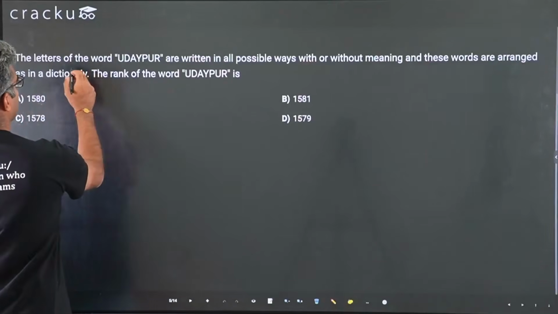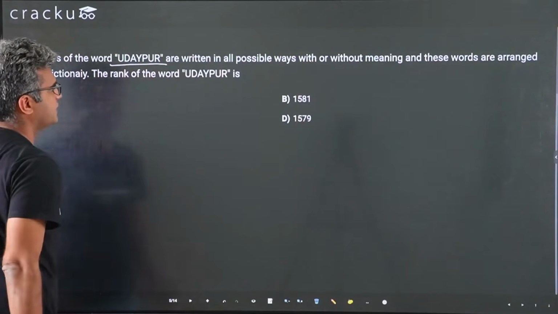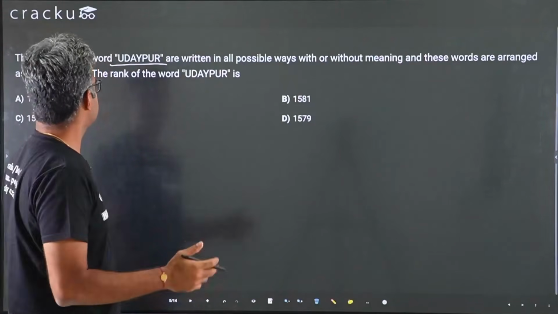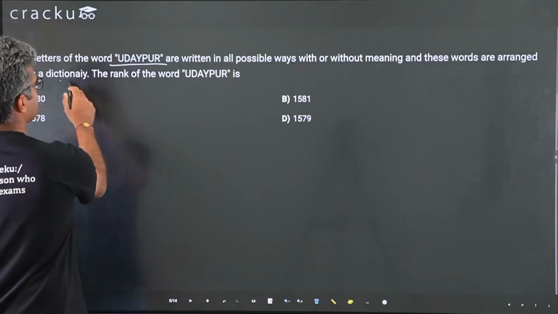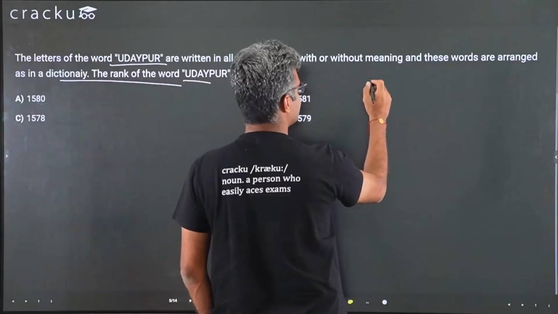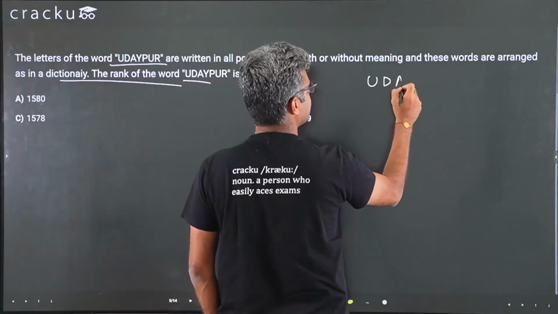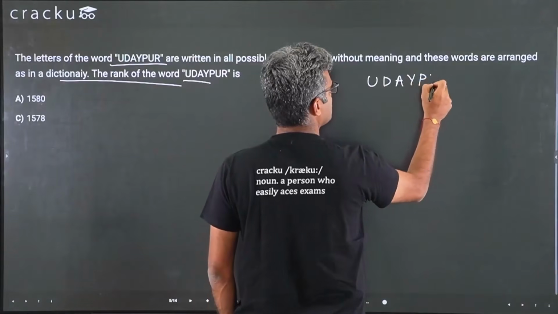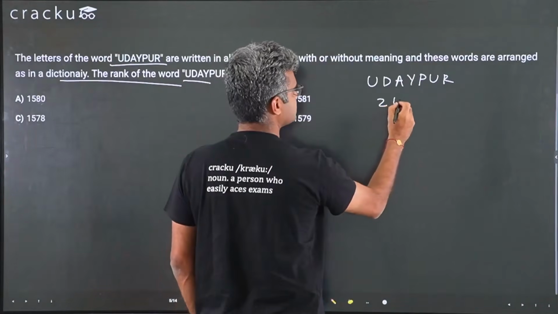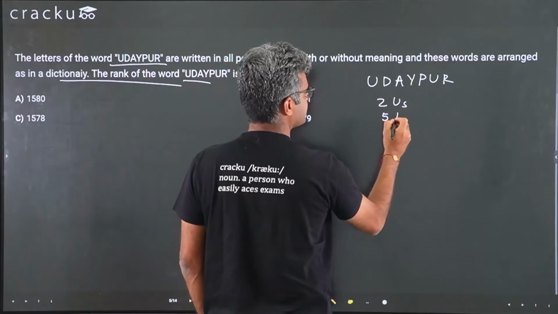In this question, we are told that the letters of the word Udaipur are written in all possible ways, with or without meaning, and these words are arranged as in a dictionary. The rank of the word Udaipur has to be calculated. So how many letters are there in Udaipur? You have U, D, A, I, P, U, R. So there are 7 letters, out of which there are 2 U's and 5 are distinct.